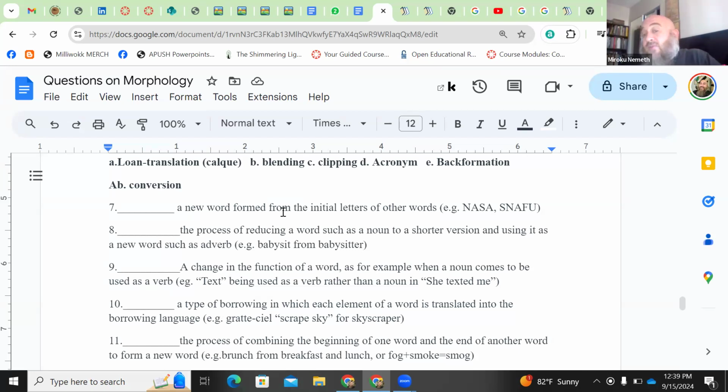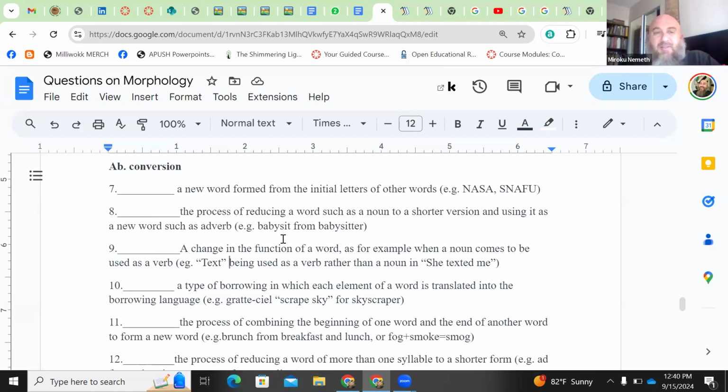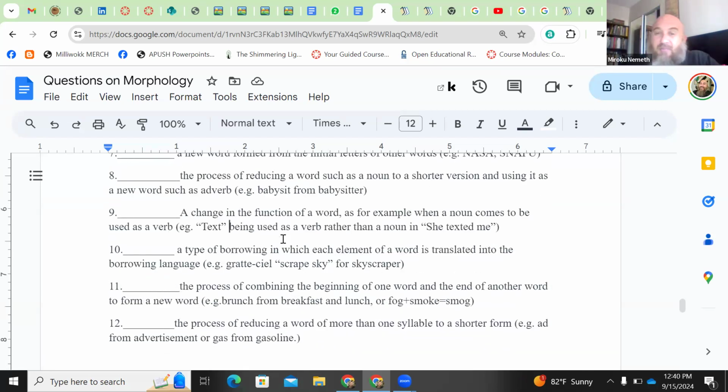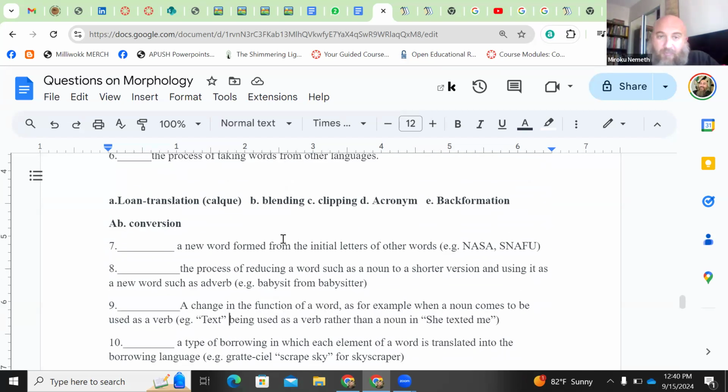Blending is the process of combining the beginning of one word and the end of another word to form a new word. For example, brunch from breakfast and lunch, and smog from fog and smoke. And there's ginormous from gigantic and enormous, and there's all kinds of ones like that people do. Sometimes they try them out, they get popular for a while, and they go away.